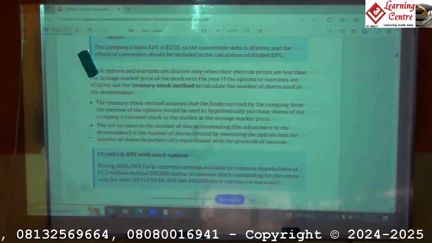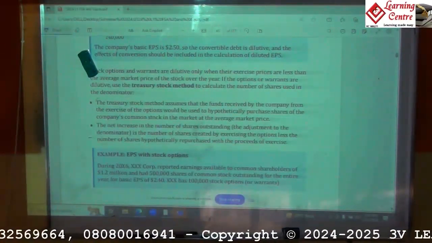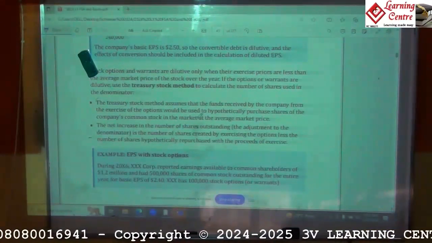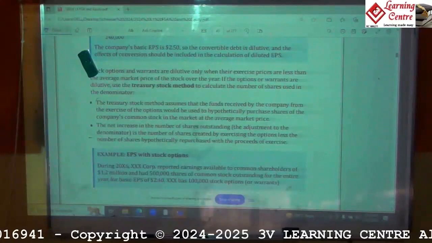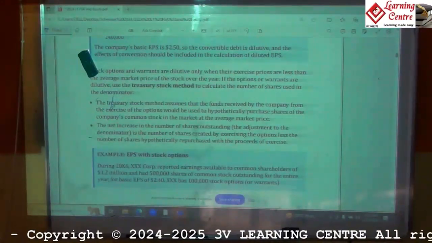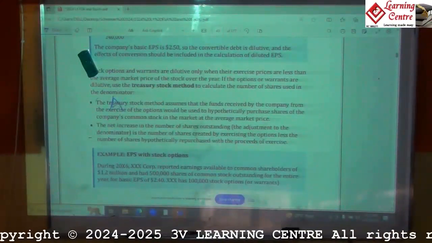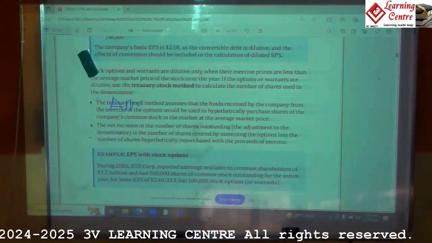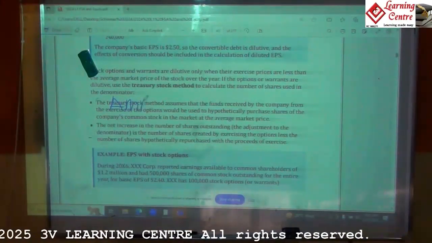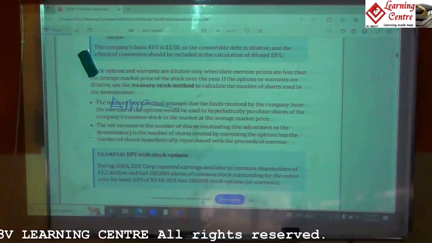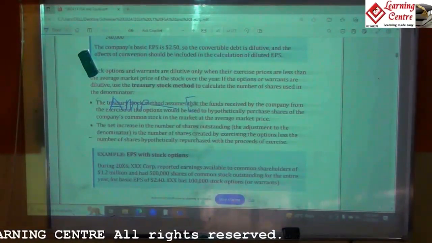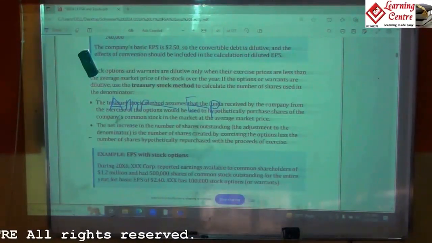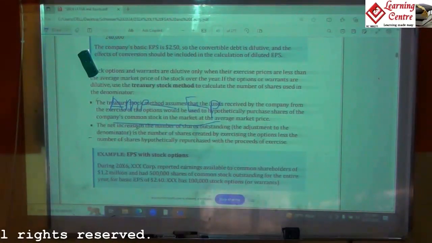So how does it work? Let's write this down. If you are giving a stock option, it is usually average market price, which is AMP, minus exercise price, divided by average market price.